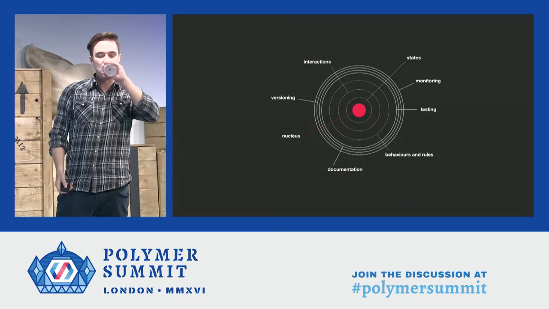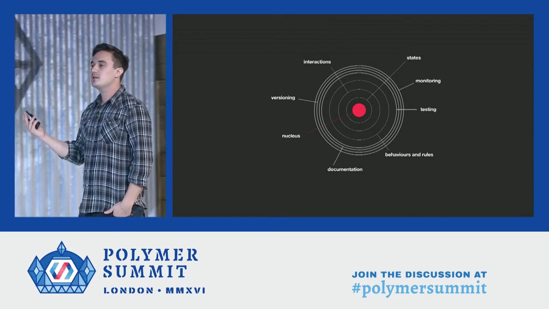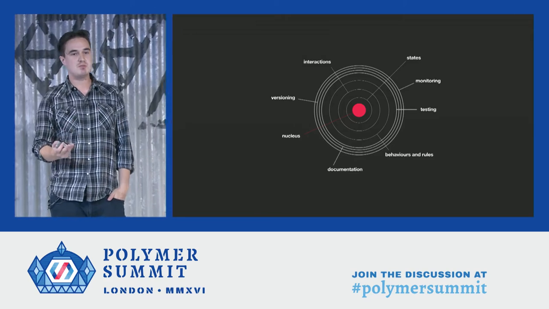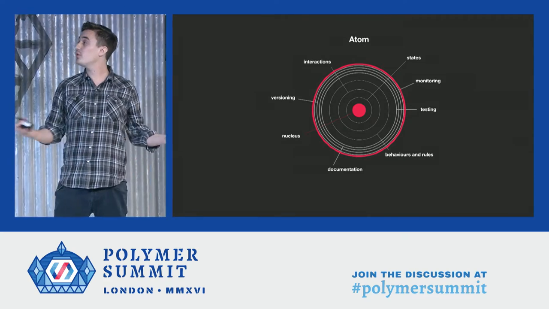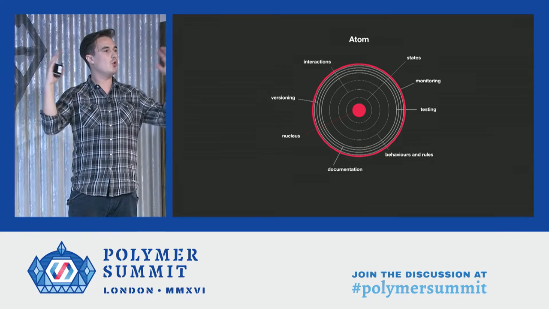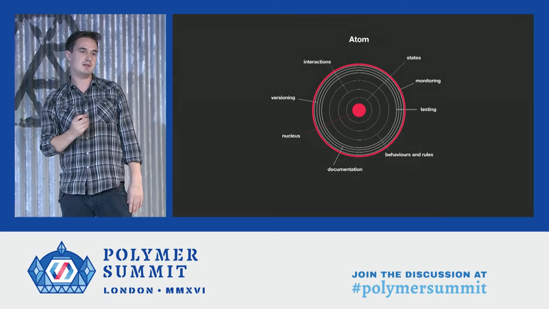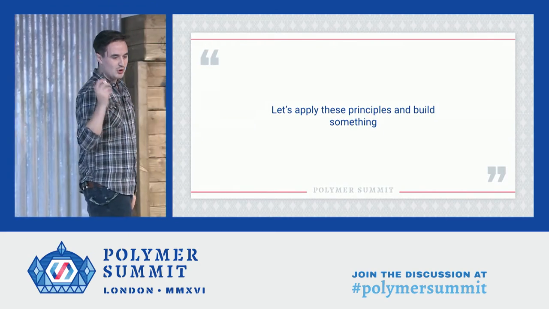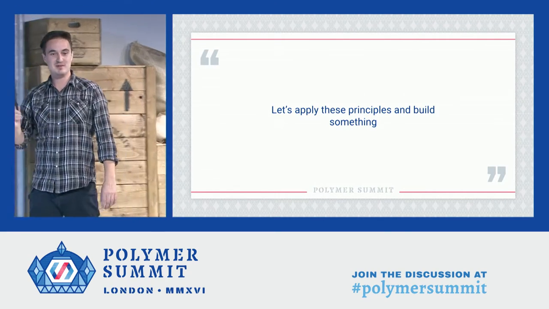Next is monitoring. Does this component need some way of registering how it's performing in the wild? And then all of those together make an atom. So you can see this onion skinning effect of all the different things that we want to apply to the component building up, and you abstract complexity away. So using these principles, let's build something.